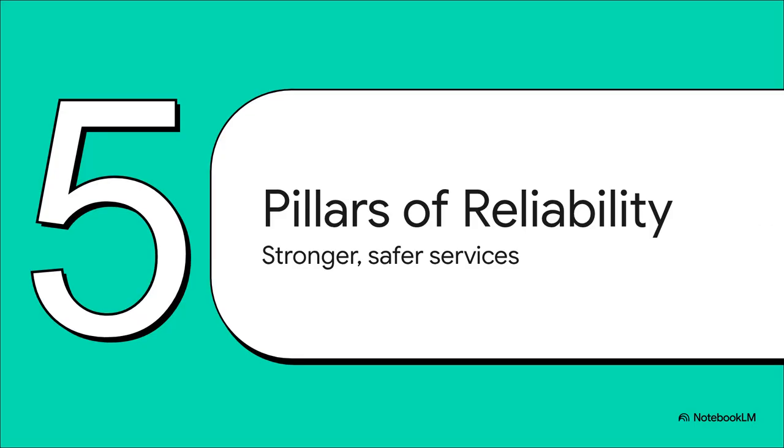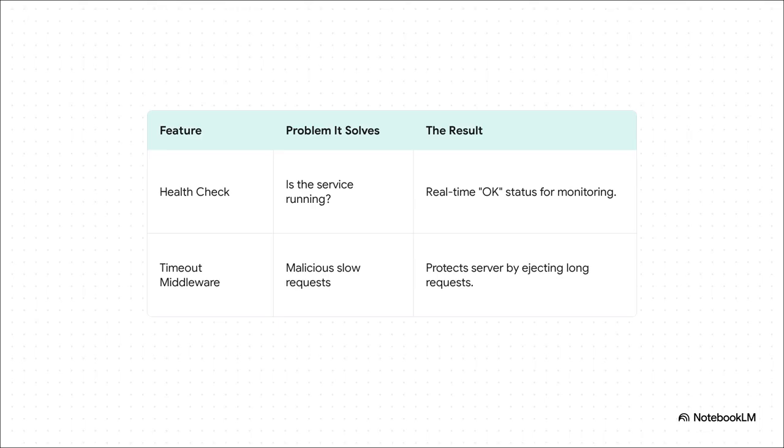So, let's step back. What's the story we've just told? We've seen two totally different visitors, one friendly, one malicious. And by getting ready for both of them, we've basically built two essential pillars for making a stronger, more reliable, and way more secure service. It really boils down to this. On one side, you've got the health check. Its job is to constantly ask, hey, you still running? That gives us a real-time pulse on the system. And on the other side, you've got the timeout middleware. It's the protector, kicking out any request that stays too long. One gives you eyes, the other gives you a shield.